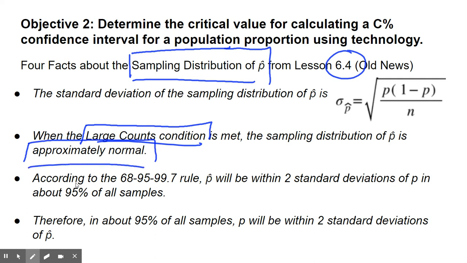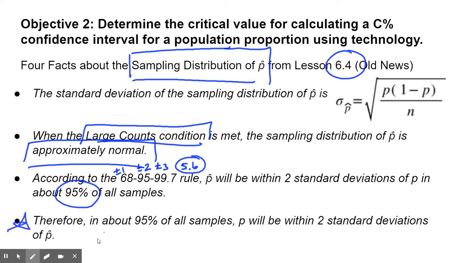Important as well. Number three, according to this 68, 95, 99.7 rule, which I think was actually from section 5.6, p hat will be within 2 standard deviations of p in about 95% of all samples. Remember that the 68% was plus or minus 1 standard deviation. The 95% was plus or minus 2 standard deviations. And 99.7% was plus or minus 3 standard deviations. So again, we're going to be focusing on the 2 standard deviations, which is 95%.